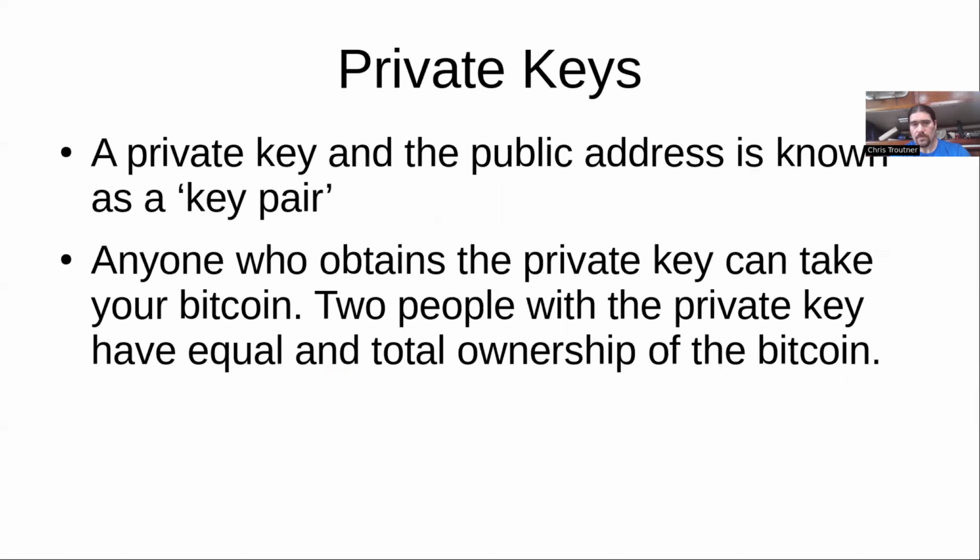So private keys and public addresses together are known as a key pair. So you generate a private key, you generate the public key, and then you generate the address, and the address and the private key are known as a key pair. And one of the most important things to keep in mind is that anybody who obtains the private key can take your Bitcoin. So two people with the private key have equal and total ownership of the Bitcoin.